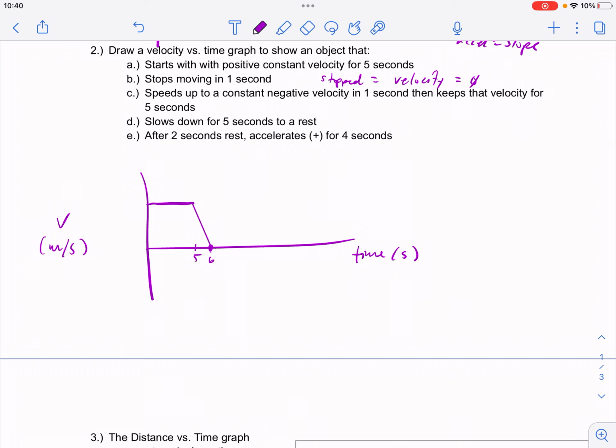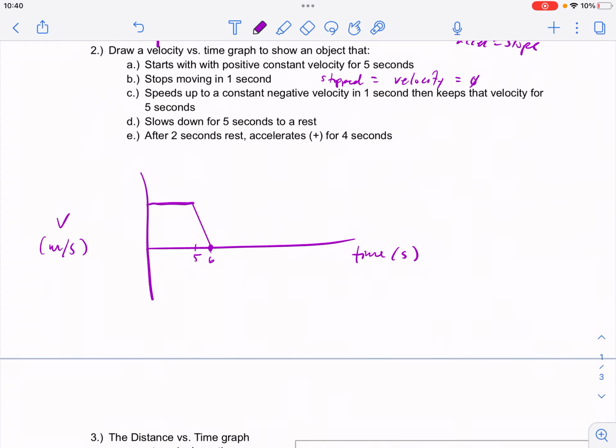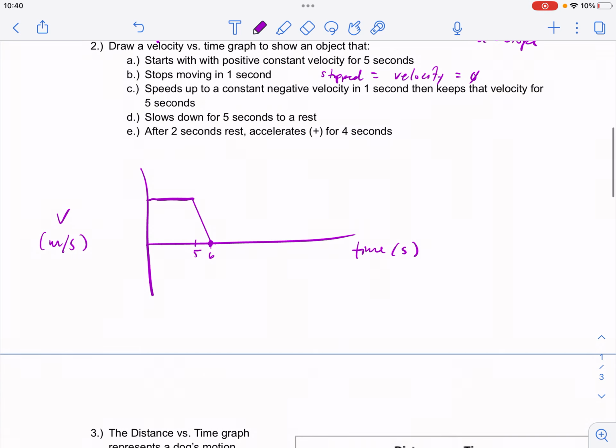Then it speeds up to a constant negative velocity in 1 second, and then keeps that velocity for 5 seconds. This is kind of tricky. This is probably way trickier than a test question would be, but it's worth trying. Let's see. So we're going to speed up to a constant negative velocity in 1 second, and then we're going to hold it for 5 more seconds, so that'll go to time 12.